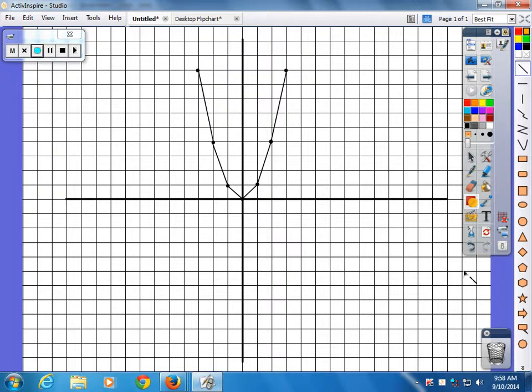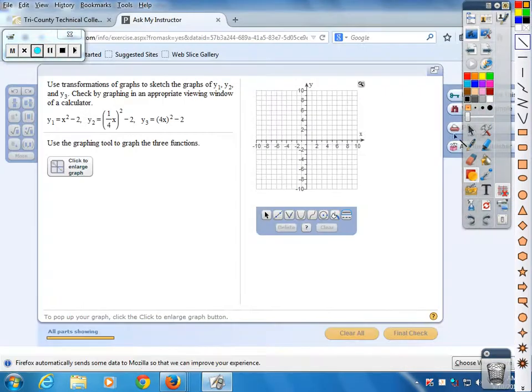All right, so there's your parent graph. There is what you're going to compare everything to. Now let's go back to our question. All right, graph this one: x squared minus 2. Now how do you graph it?